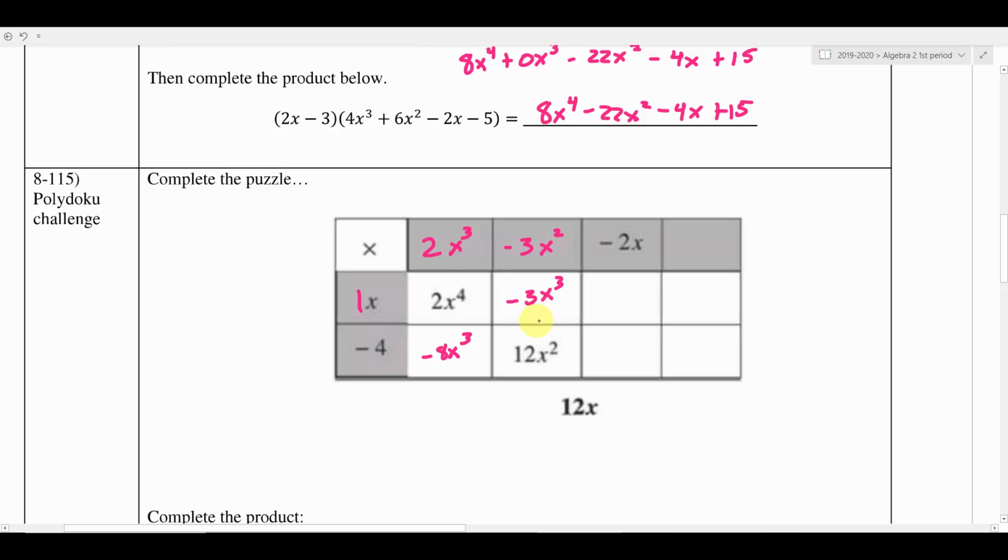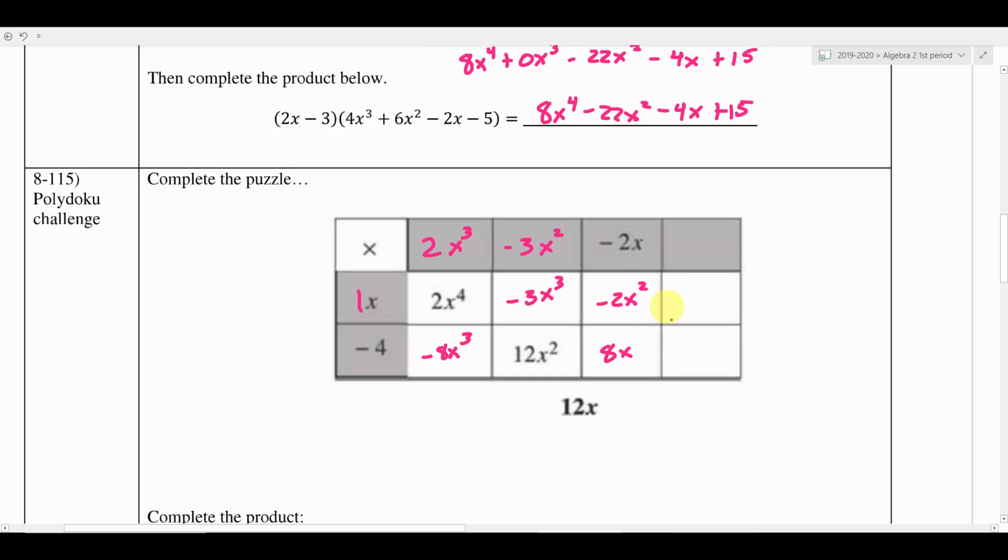All right, so I keep going, right? So I've got 1x times negative 2x, so I can fill this in. This will be negative 2x squared. And then I can do negative 2x times negative 4. That gives me a positive 8x, right?